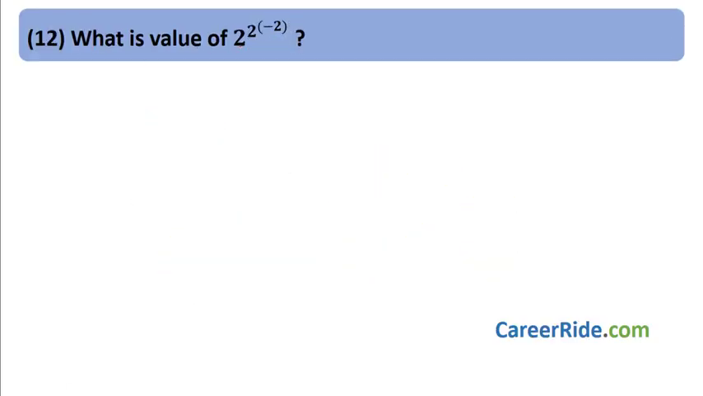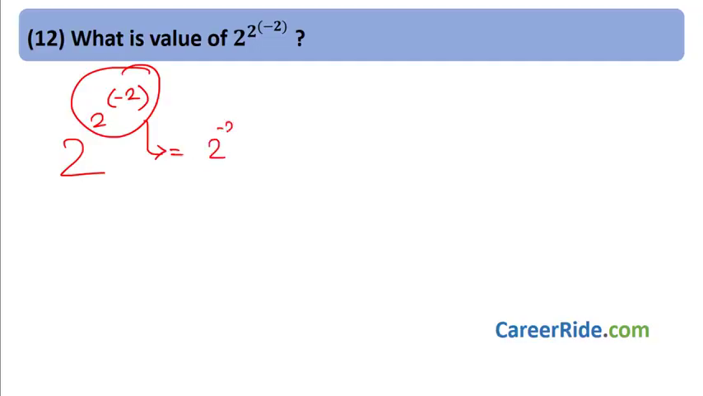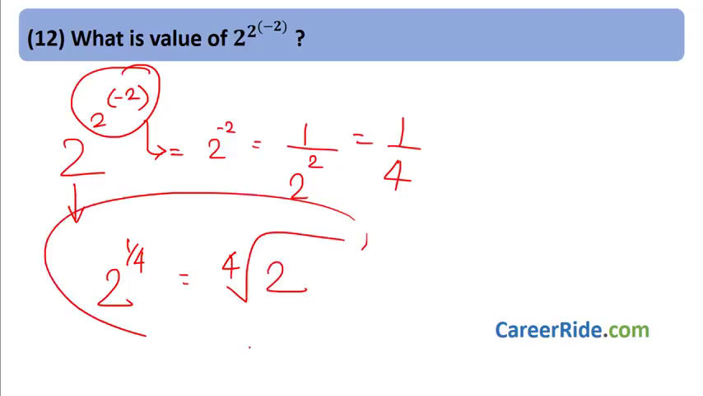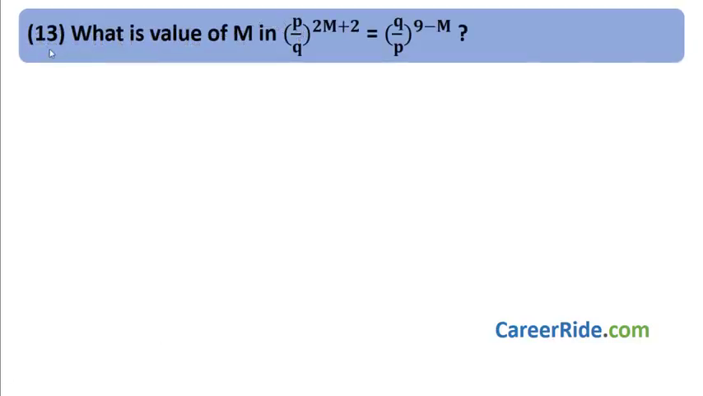Moving to the next question. What is the value of 2 raised to 2 raised to minus 2? Again, what do we have over here? Raised to minus 2. Now, what have they given? This is not the same as the previous one. Please be careful. Let's solve this one. What will we get? 2 raised to minus 2. That is nothing but 1 upon 2 raised to 2. 1 upon 4. So this will become 2 raised to 1 by 4, or we can write the 4th root of 2. This is the answer.